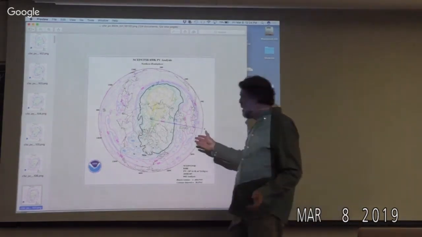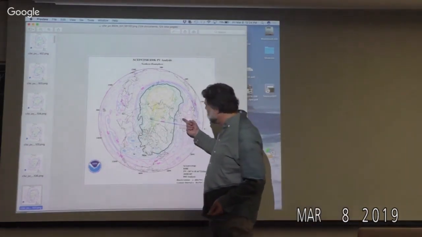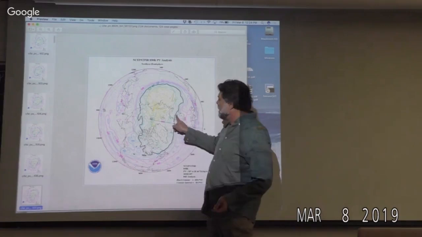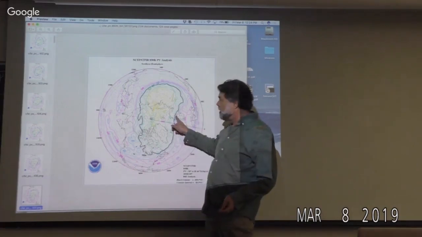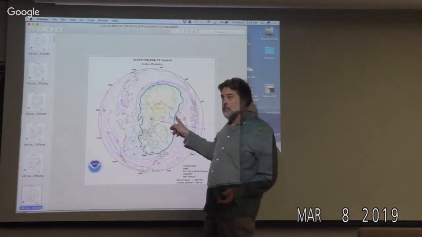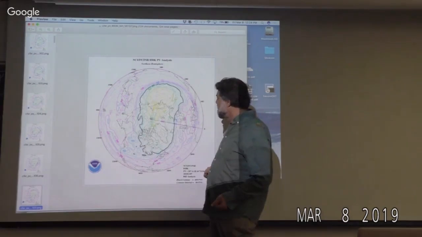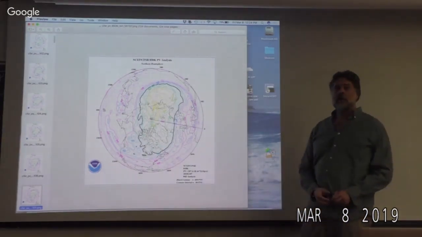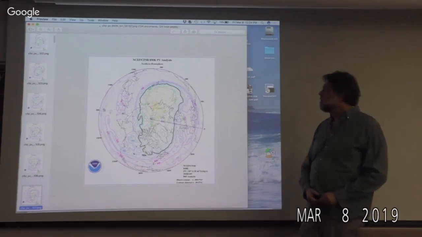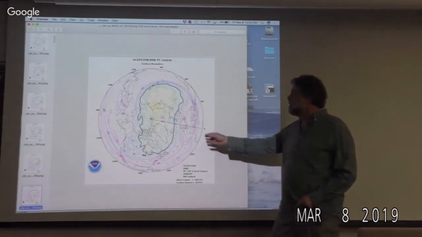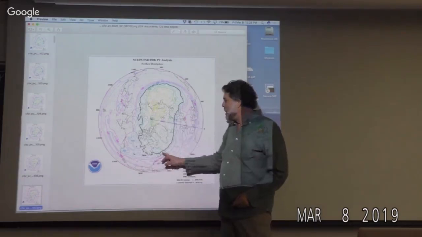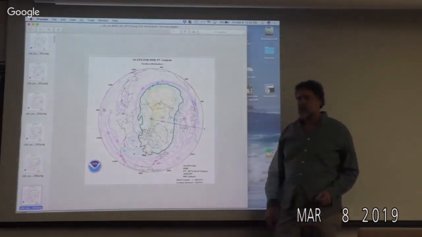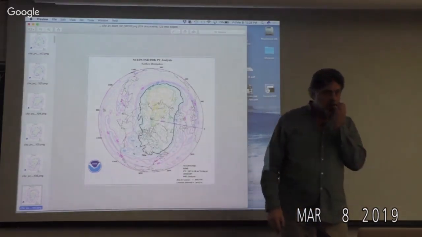Yes. Right. So you can see the tight contour packing here. The PV gradient is large. It's largest where the jet speed maximum is. Is that the polar jet or the polar night jet? Polar night jet. Yeah, I meant that, polar night jet. Yeah, so the speeds that you could expect along the edge of that would be on the order of 100, 110 meters per second.